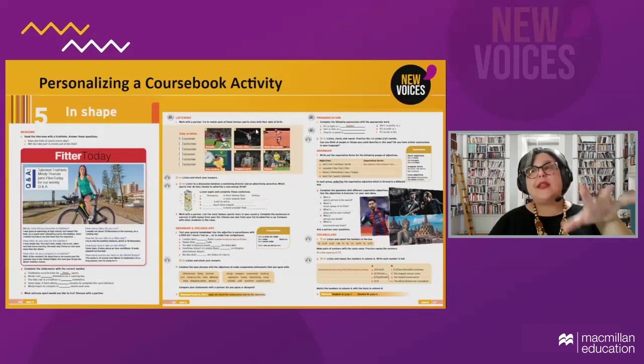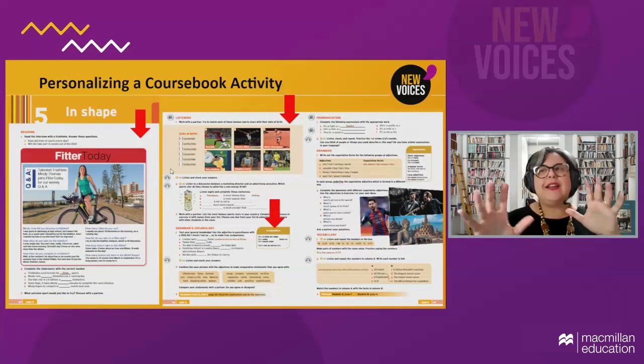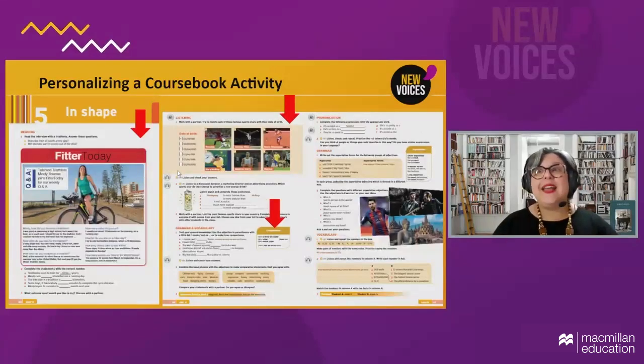And of course, I'm not going to work with the whole unit, but my focus today will be reading, listening, and grammar. I will show you how I adapted, how I added, and how I subtracted in this lesson. And then you are going to have an idea of how I did it. Let's start. Let's go.